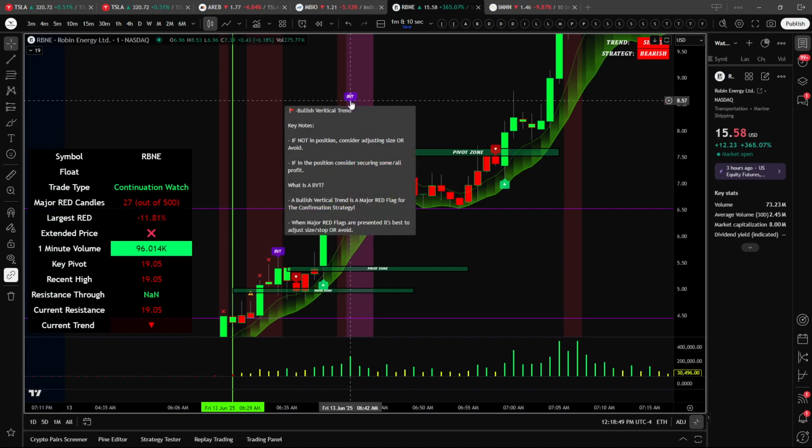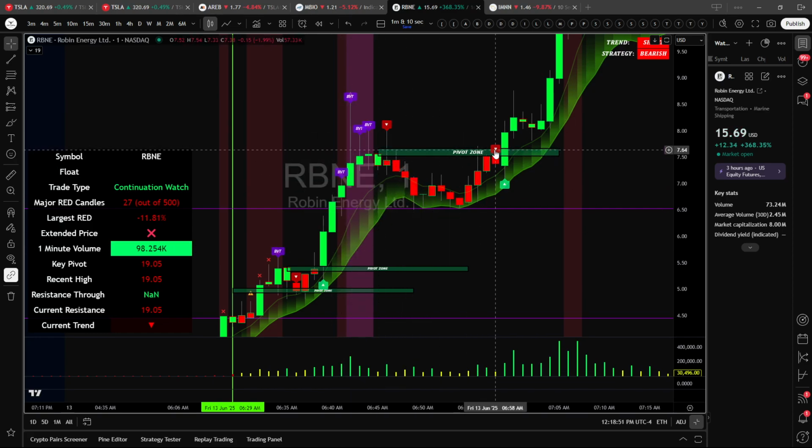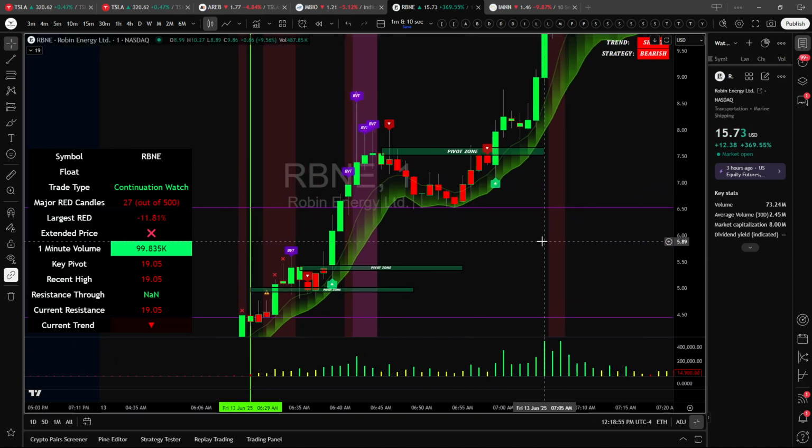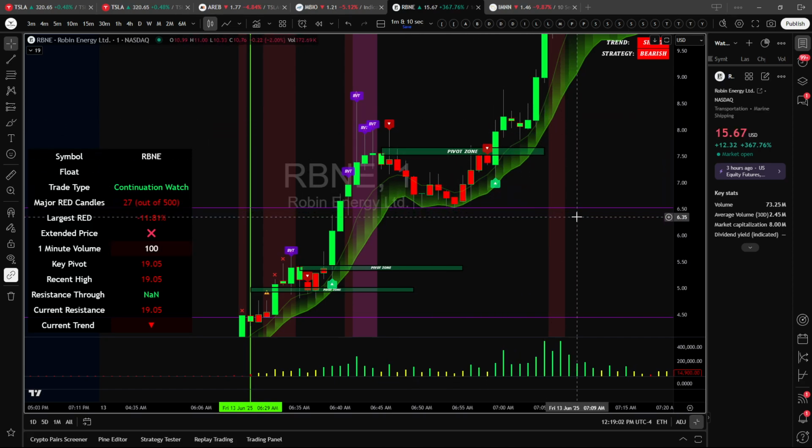That's because we have the BVTs pulled back and formed another pivot zone. And these pivot zones are great because that's the whole point of the Pivot Pro, is that it's going to allow you to stay into these momentum plays. You can either scalp it or you can trend trade it by staying in this trend area here. So it's really up to you.